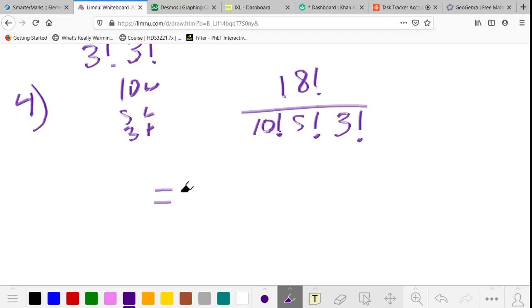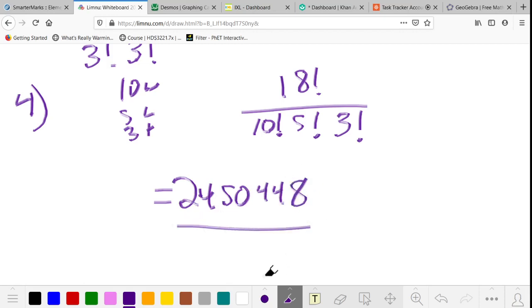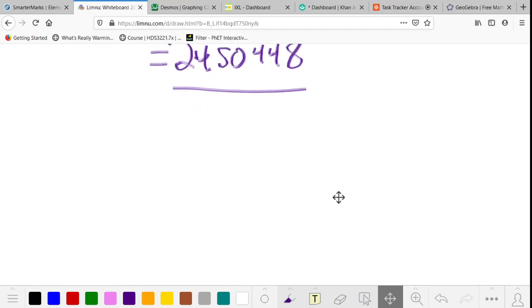So I'm finally going to break down and go for my calculator on this one. 18 factorial over 10 factorial, 5 factorial, and 3 factorial works out to 2,450,448. So a little over 2 million, almost 2.5 million.